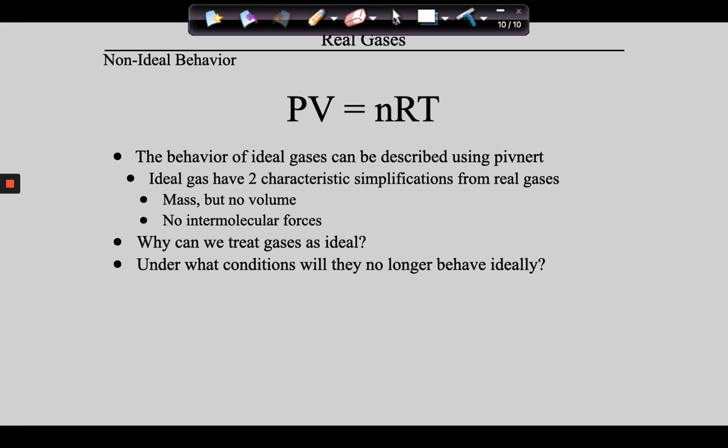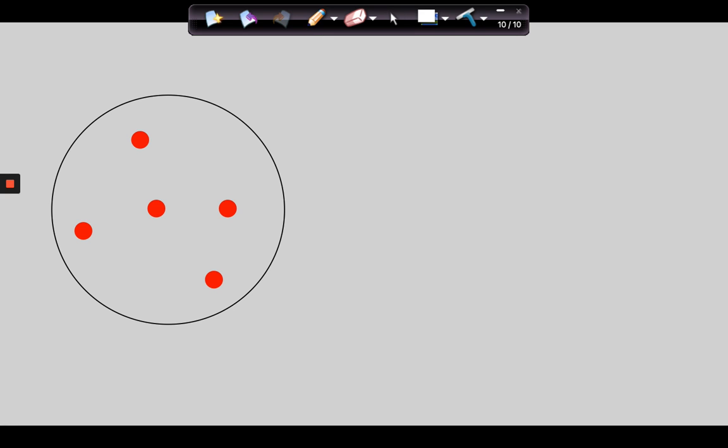Let me offer you this as a starting point. I would propose to you that this is a mental image of an ideal gas. And again, we come back to this idea of insignificant. What two things are insignificant in this picture? IMFs, volume of the molecules. So in order to make this thing behave non-ideally, we've got to make those two things significant. Literally, what can we do to this gas to make their volume and their IMFs no longer insignificant?